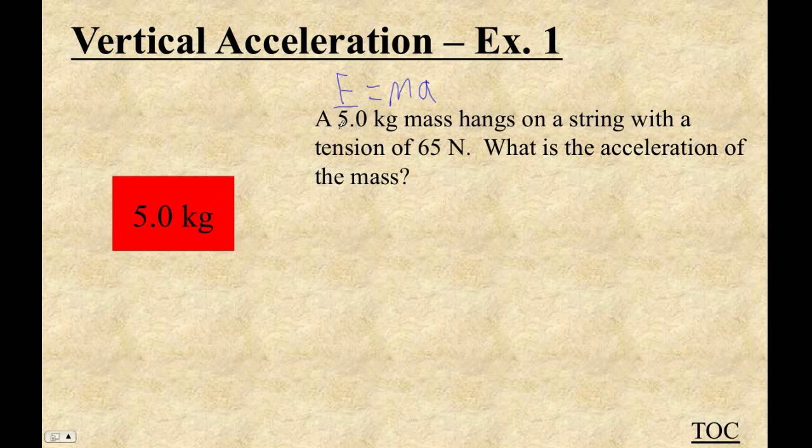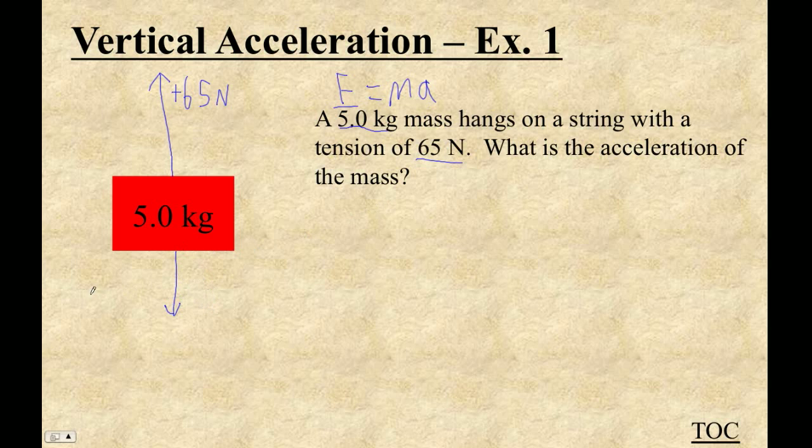So here we've got a 5 kilogram mass. We've got a string with a tension of 65 newtons, so that's definitely one of the forces acting on it. There's 65 newtons, and that's in the positive direction. But we presume that this thing's on Earth and that there's also the force of gravity, so there's going to be a downward force on this thing.